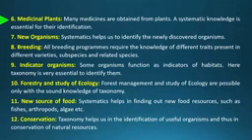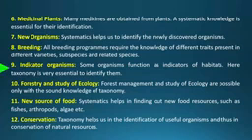Next one is medicinal plants. Many medicines are obtained from plants. A systematic biology or systematic knowledge is essential for their identification. Next one is new organisms. Systematics helps us to identify the newly discovered organisms. All breeding programs require the knowledge of different traits present in different varieties, subspecies, and related species.